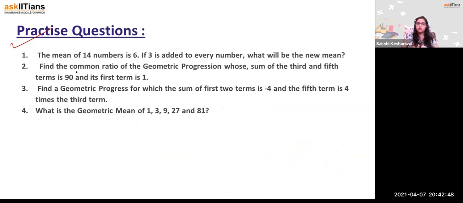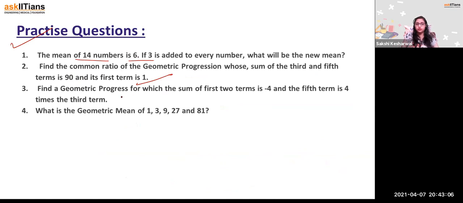Give a try. What are the practice questions? It says that the mean of 14 numbers is 6. If 3 is added to every number, what will be the new mean? That's 9. Okay. The common ratio of the geometric progression whose sum of the third and the fifth term is 19 and the first term is first. I did that question right now.